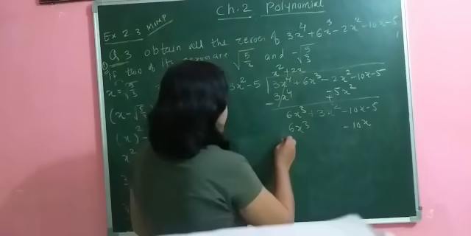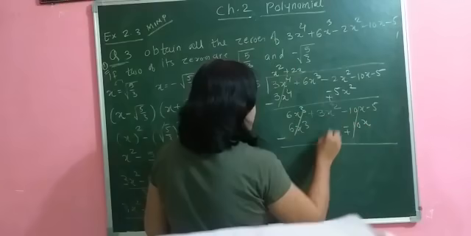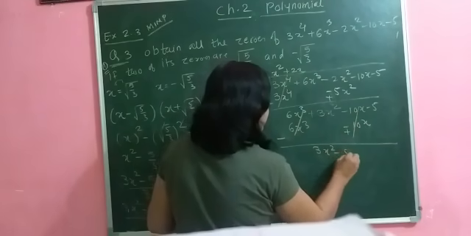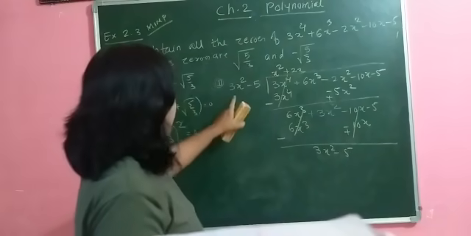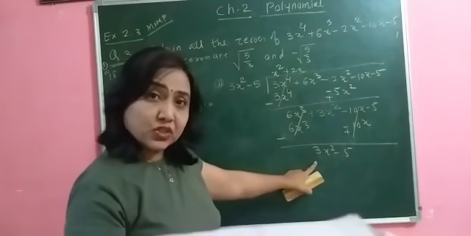Now again change the sign. So this will get cancelled. So it is now 3x square minus 5. What do I have? 3x square minus 5. What do I want? Same, 3x square minus 5.